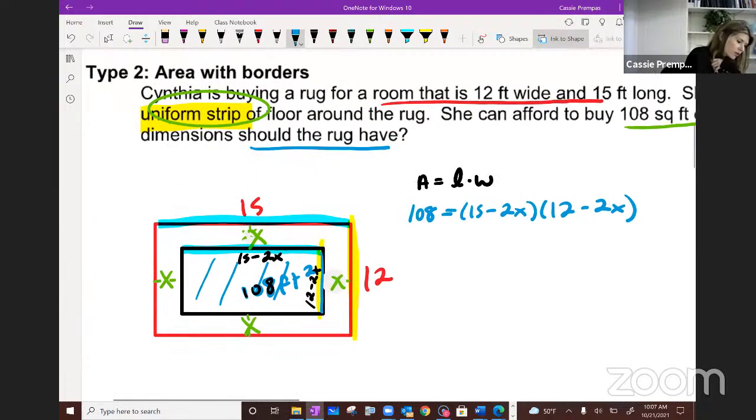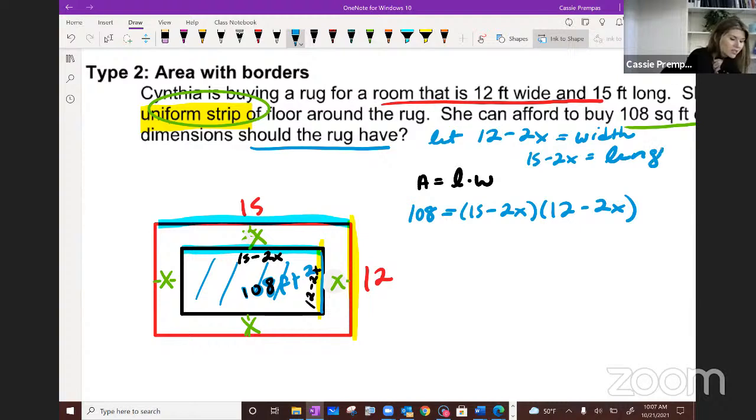So when they ask what dimension should the rug have, we're going to let 12 minus 2x represent the width and 15 minus 2x represent the length. I always like to define what I'm solving for, which usually comes from the end of the problem.